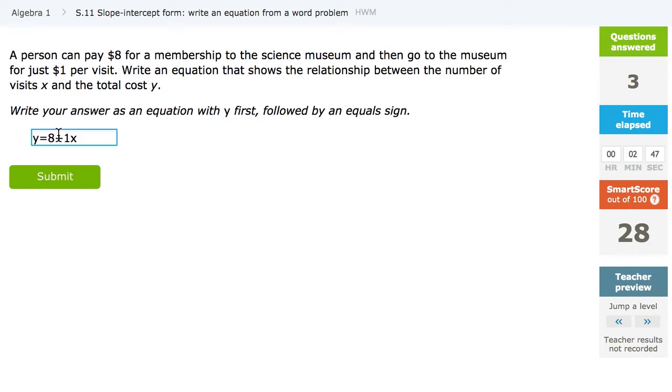So that's $8 plus $1 for every visit. Let's say we went a total of 5 times. That person goes 5 times. That would be 5 times the $1, $5, plus the $8 for the membership. That would be a total of $13.